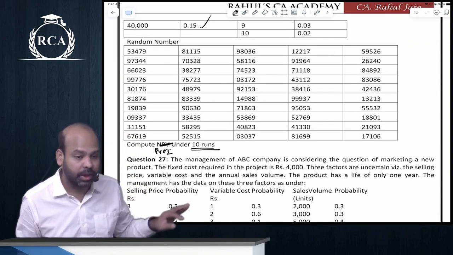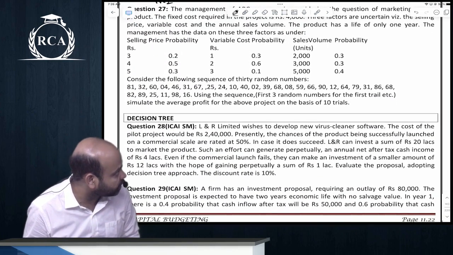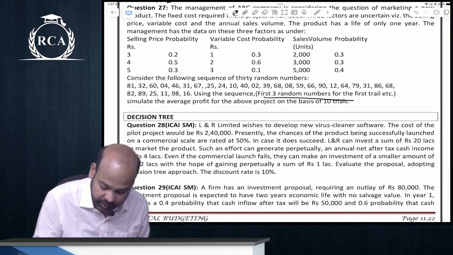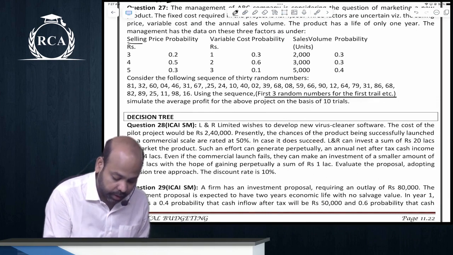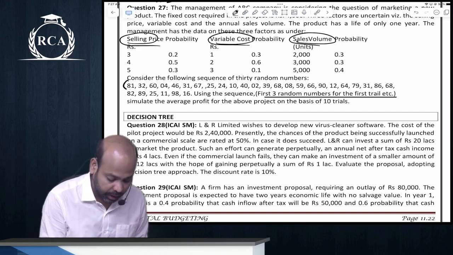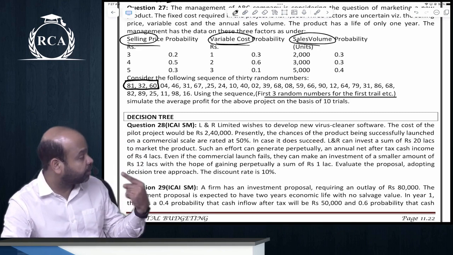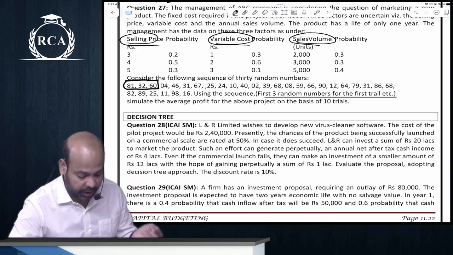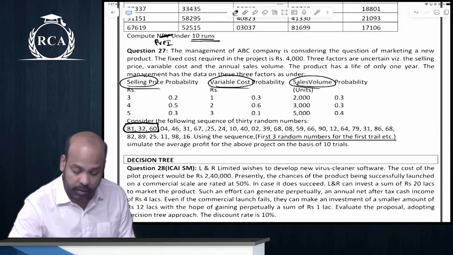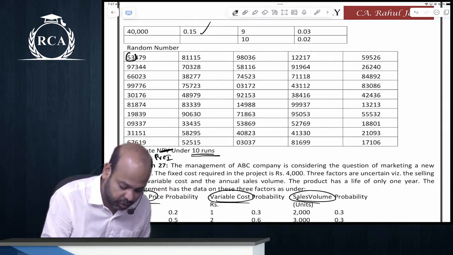अब ये random number table है बेटा, एग्जाम में ऐसा नहीं देगा. This is just an illustration of ICAI. In the exam, if they give a question, they will give like this. Next question में देखो बेटा, they gave us 30 random numbers. It says first 3 random numbers for first trial. There are 3 variables: selling price, variable cost, and sales volume. So when I pick up this first trial, 81, 32, 60, 81 random number will apply to selling price, 32 will apply to variable cost, 60 will apply to sales volume. But यहाँ पे बेटा he gave us a list of 5-digit random numbers. ऐसा जब देता है, only the first 2 digits should be selected.